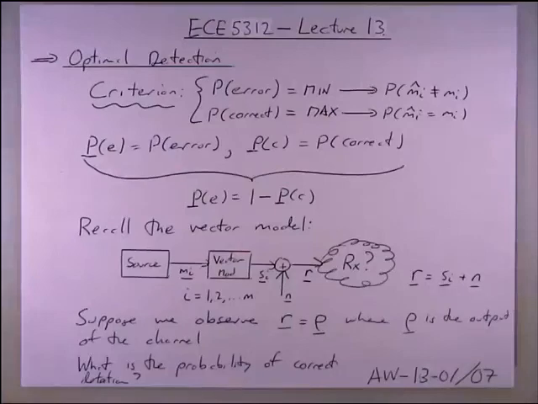Okay, so this is lecture 13 of ECE 5312. We saw a little bit of vectorization in the last lecture. We looked at power efficiency. We looked at a variety of modulation schemes and everything. What we're going to do now is go into this lecture as well as lectures 14 and 15. In this lecture and the next two, we're going to cover the topic of optimal detection.